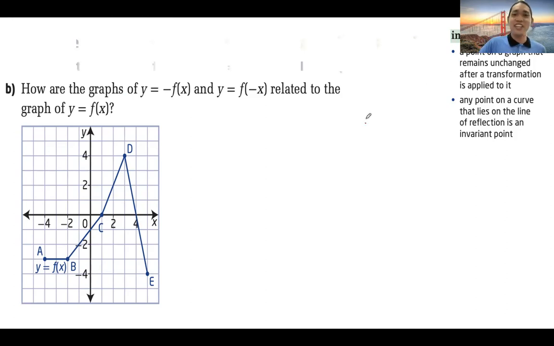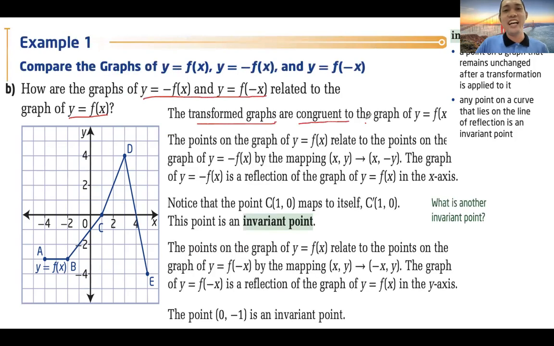Okay, the transformed graphs are congruent to the graph of y is equal to f of x. Take note of that. The transformed graphs are congruent. It is still congruent because it is a reflection of the given graph. So the points on the graph of y is equal to f of x relate to the points on the graph of y is equal to -f of x by the mapping. This is the mapping now. Okay, this is along the x-axis. Take note of that.